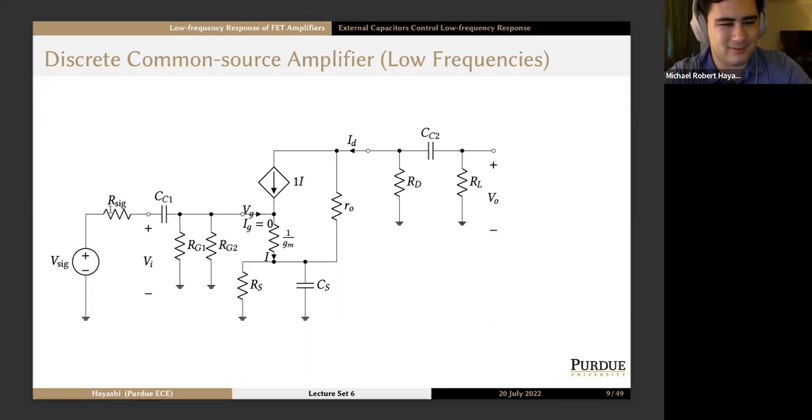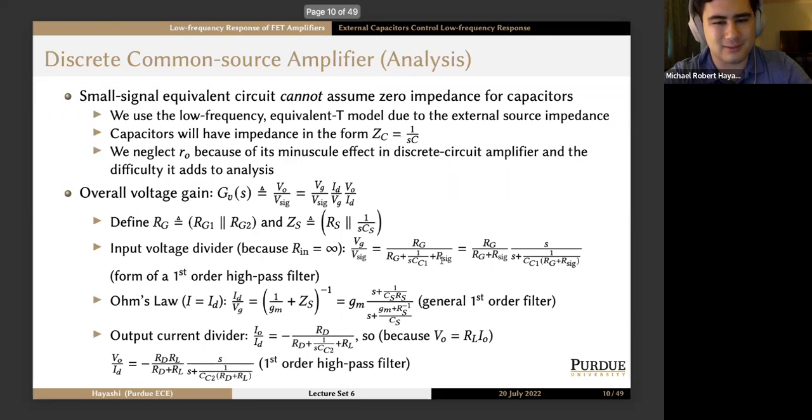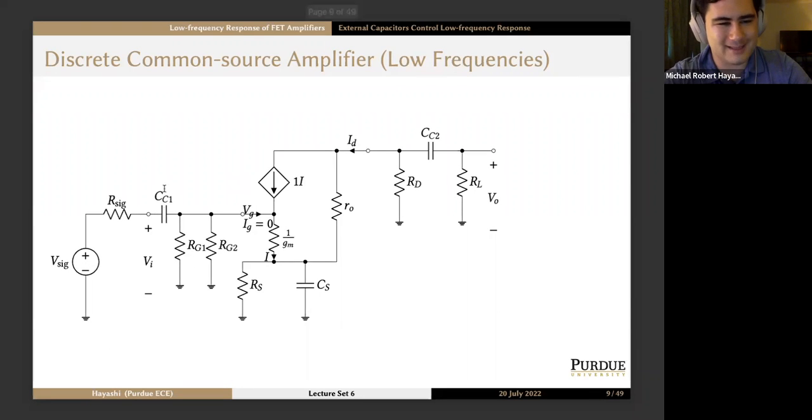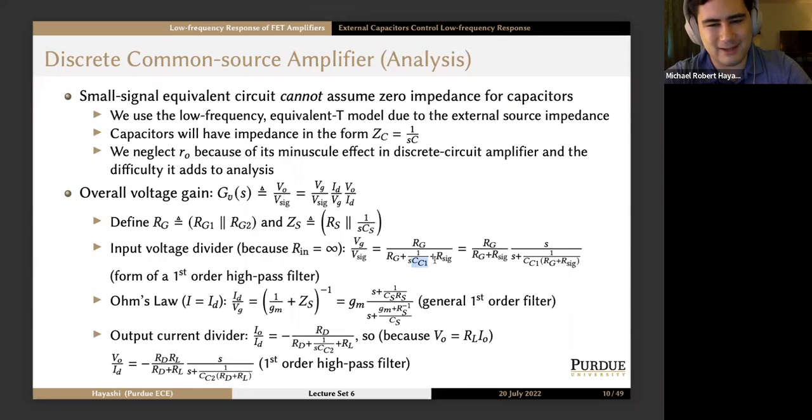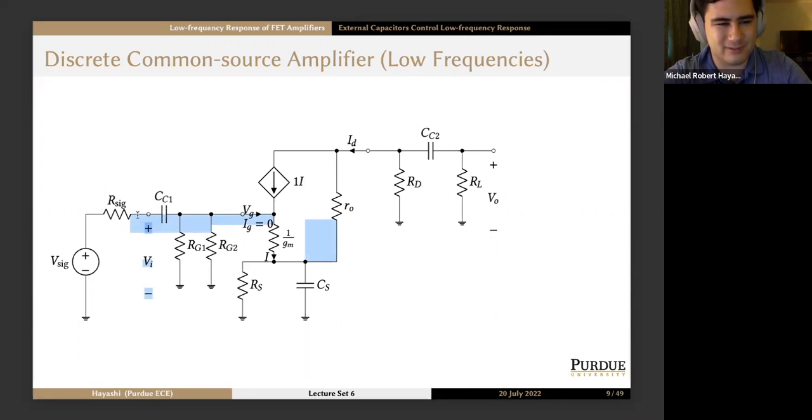So this is an input voltage divider with 3 different impedances, R sig, CC1, and RG. We're just trying to get the voltage across RG. So we'll get RG divided by RG plus 1 over SCC1 plus R sig, because 1 over SCC1 and R sig is itself an equivalent impedance. This is the top impedance of our impedance voltage divider, and RG, which is that parallel combination of these 2 resistors, is the bottom impedance of our voltage divider.